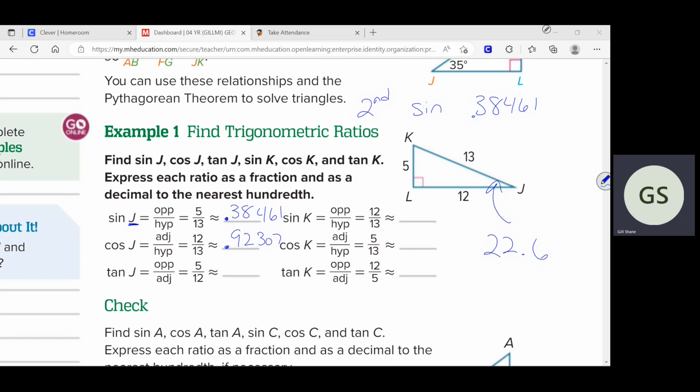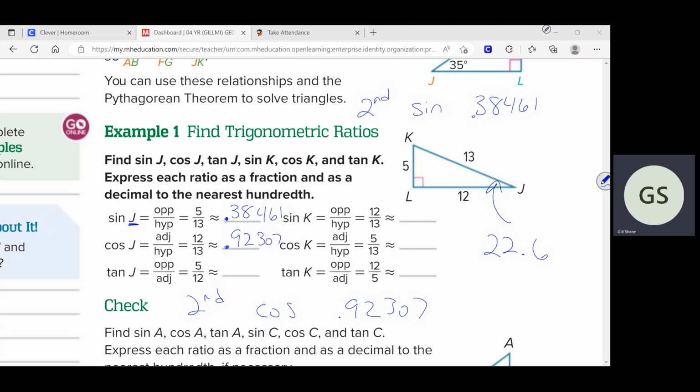There are some word problems we'll do in a minute that'll give you examples of how you would use them. Really quickly, do the same exact thing for the cosine of J. Second function, cosine, put in 0.92307, and then hit equals. 22.6 again. We're figuring out J, right? So we better get the same number. No matter which function you take of the angle, you better get the same number.